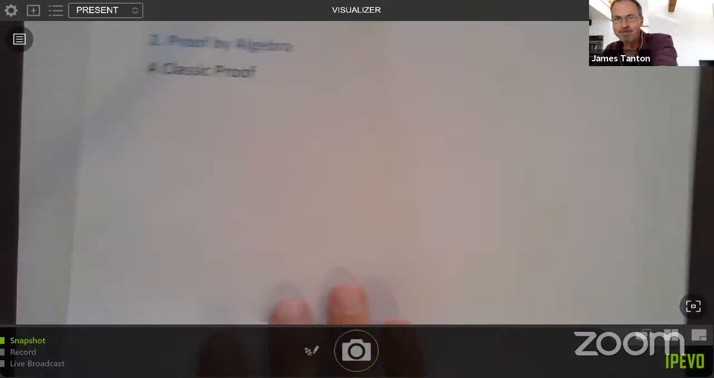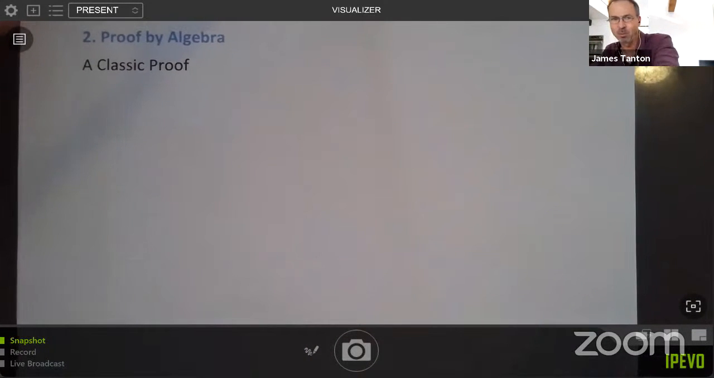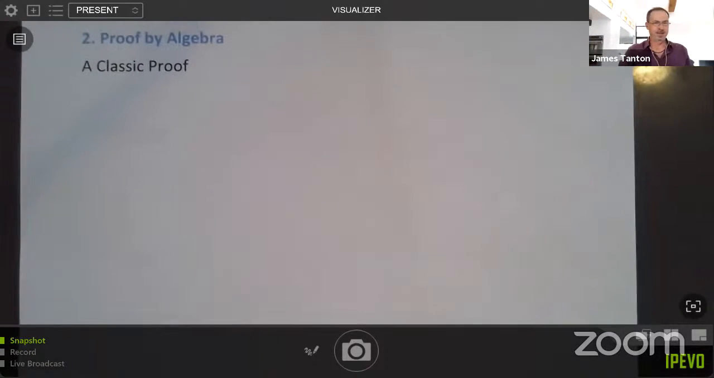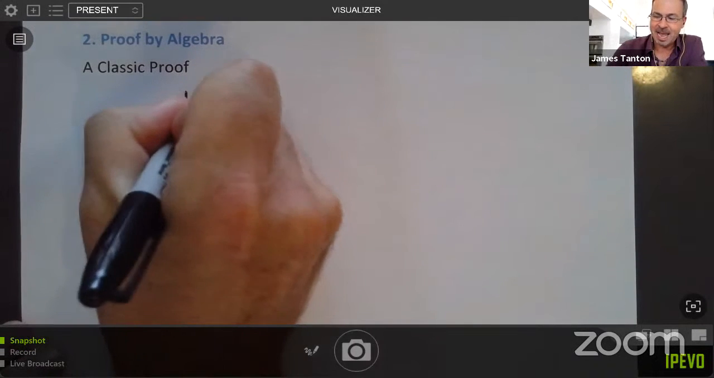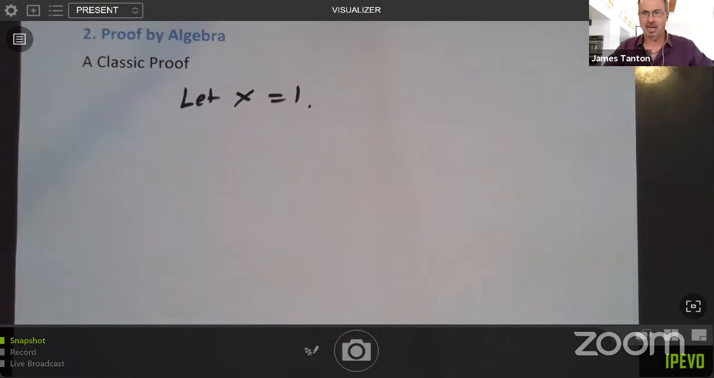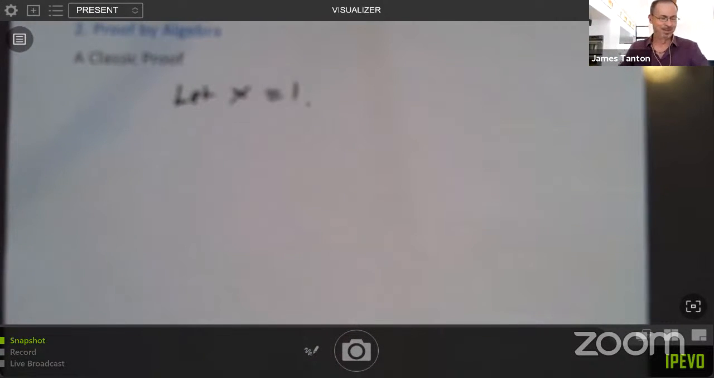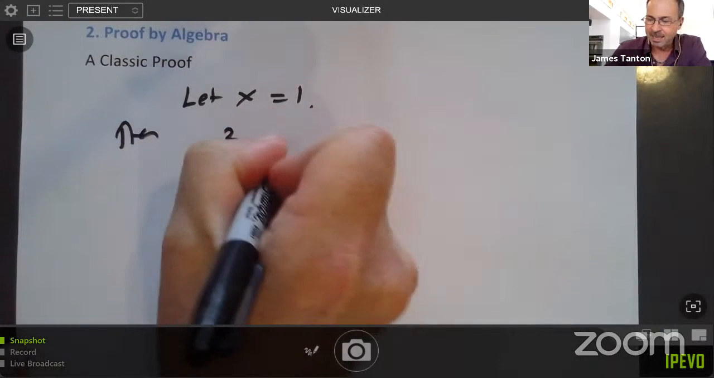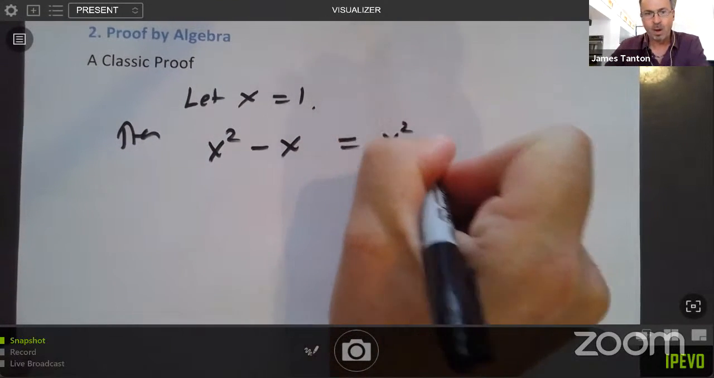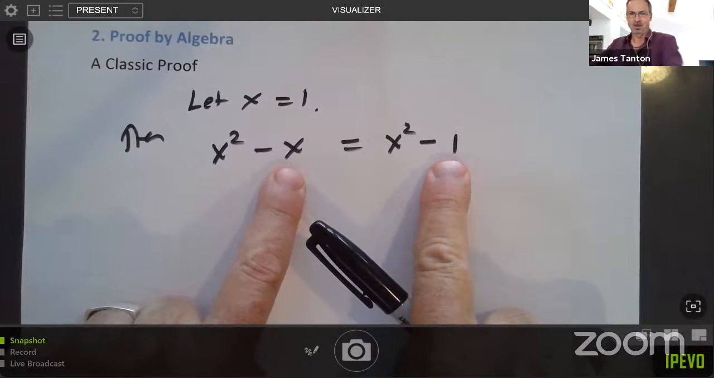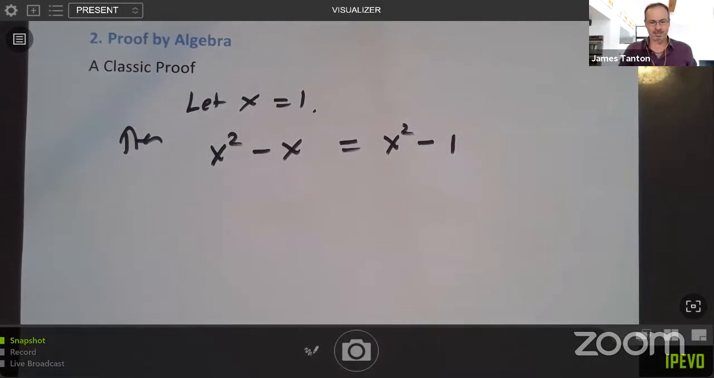Now, I'd be very remiss if I didn't do this proof. I'm sure everyone has seen it. It's a classic proof by algebra. It's very standard, but I have to do it tonight just to be complete. Let x be the value 1. So let x equal the value 1. Okay, I declare x to be the value 1. Done. Well, if that's true, then x squared take away x must equal x squared take away 1, because I just said x and 1 are the same thing. All right, that must be true, no worries there.